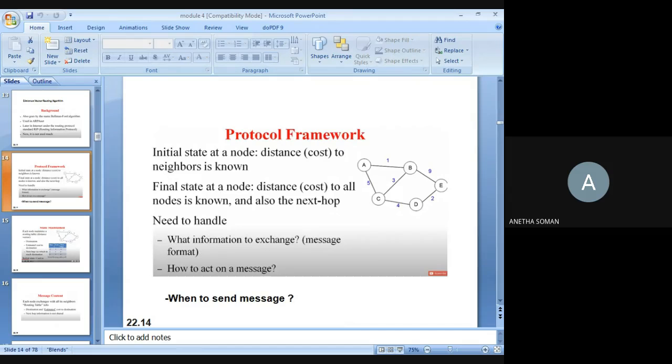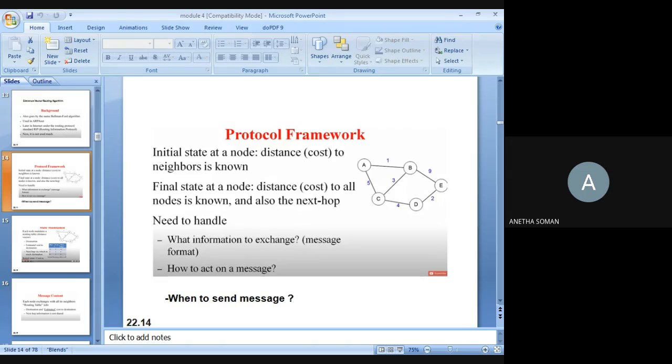Now, as the algorithm proceeds, you will be reaching the final state at a node. Final state at a node means you will know the cost to all the nodes and also the next hop. Next hop is nothing but, in order to reach the destination, maybe you might have to cross different routers. So that is called the next hop. Once the algorithm proceeds, you will finally reach the final state, and there you will know the cost to all the nodes.